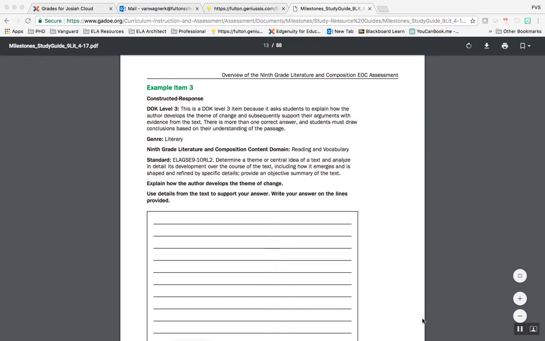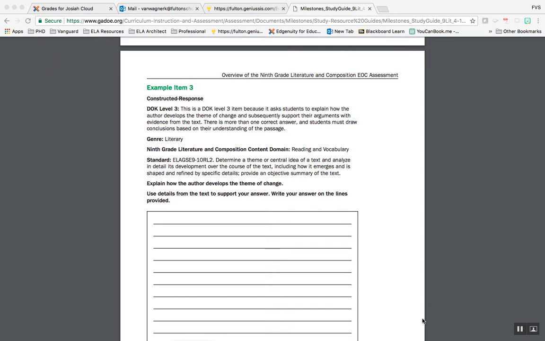Okay, so here's an example of a constructed response. And remember that this is a brief response compared to an extended constructed response. So the question is, explain how the author develops the theme of change. Use details from the text to support your answer. Write your answer on the lines below or provided.